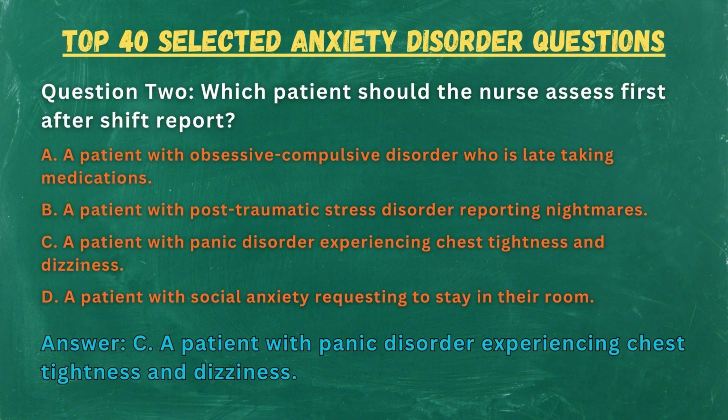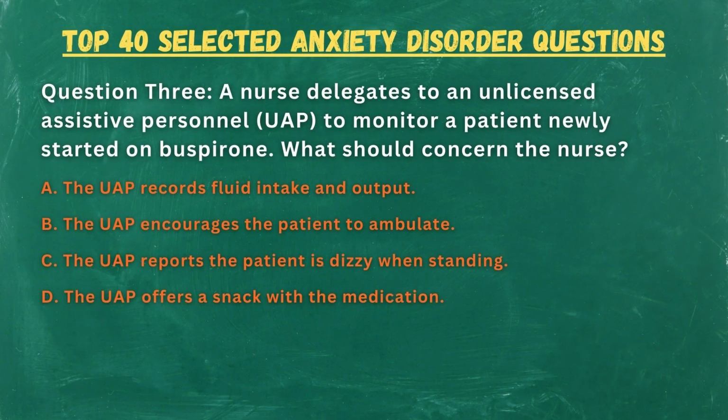Answer. C. A patient with panic disorder experiencing chest tightness and dizziness. Question 3. A nurse delegates to an unlicensed assistive personnel, UAP, to monitor a patient newly started on buspirone. What should concern the nurse?